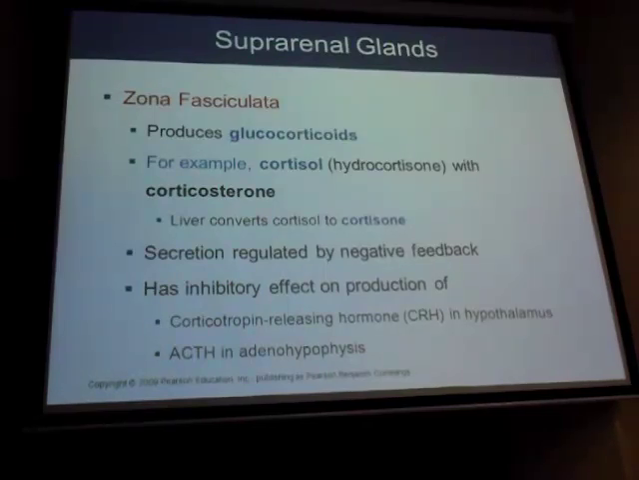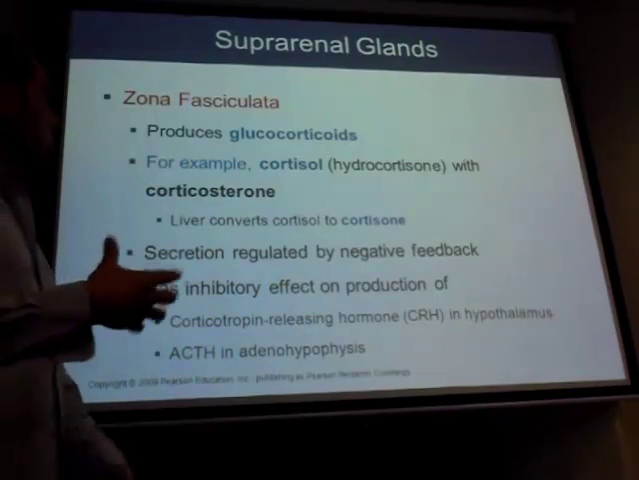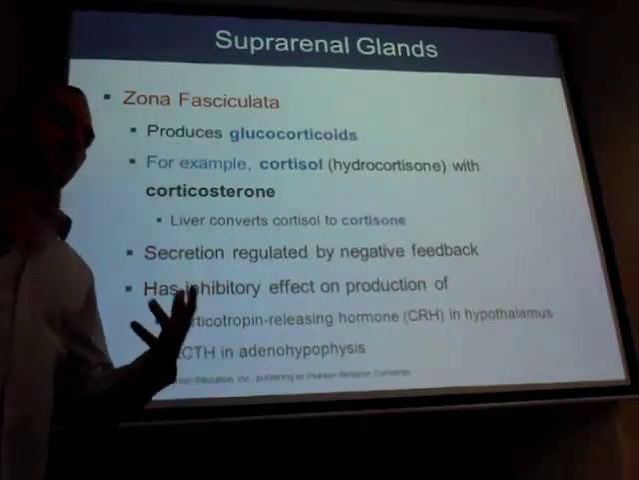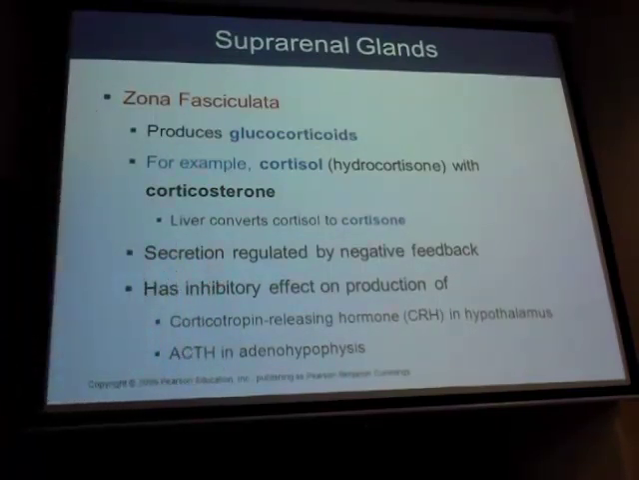Fasciculata, glucocorticoids, so it's going to be cortisol. Later it gets converted to cortisone. That's going to have to do with regulating, again, what in your blood? Not salt, but sugar. This is usually released during times of stress. So on May 15th, for you guys, we'll be releasing a lot of it. So it's going to help to give you energy, give you sugar.